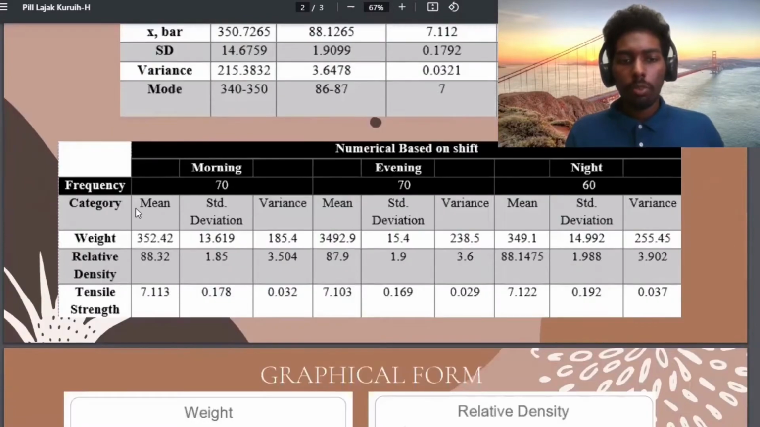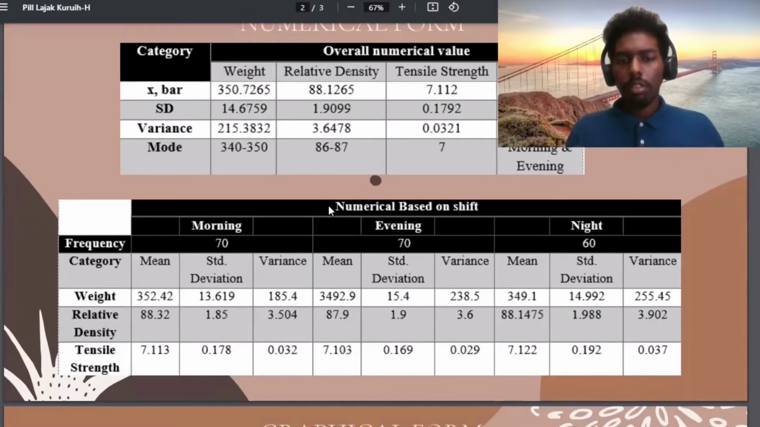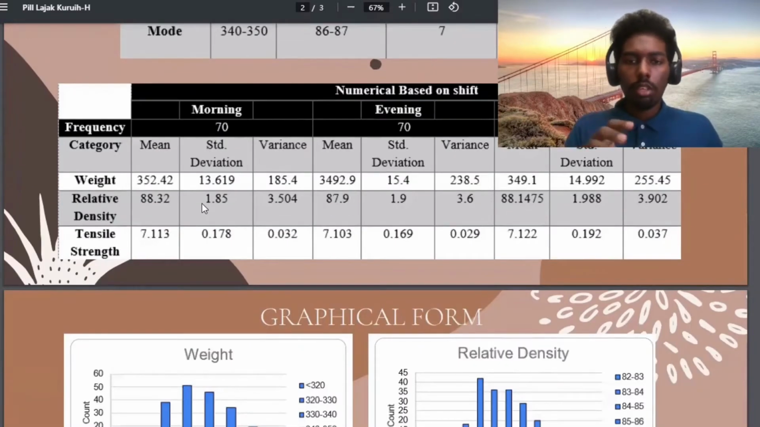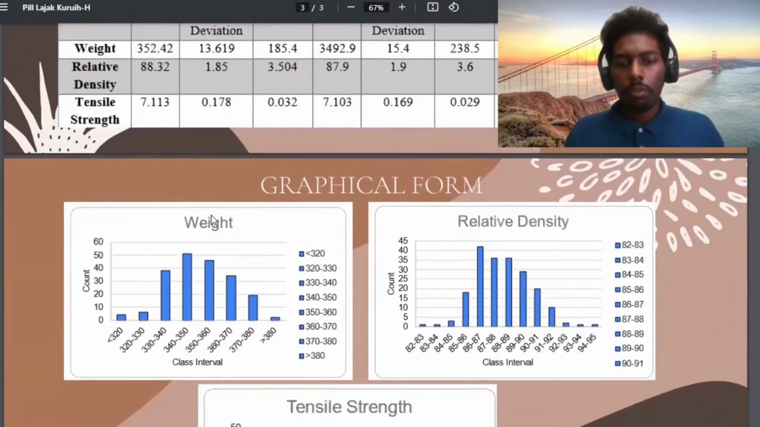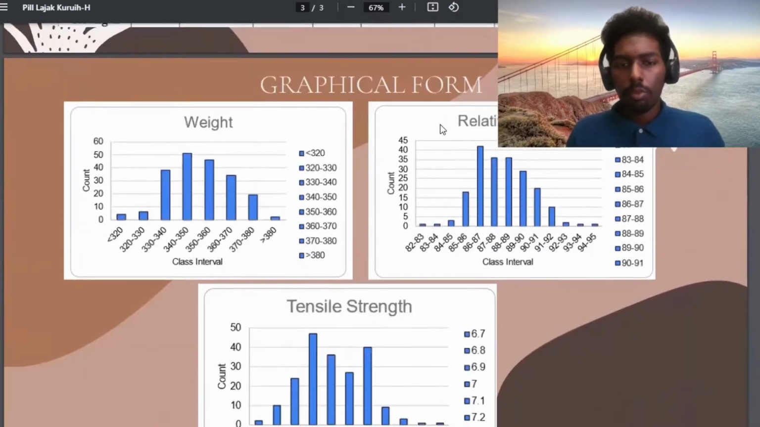Now the second table is pretty much the same as the first table, except it has a row of morning, evening, and night, so it's basically shift based. This gives us a different perspective of the same data. Now finally, we have the graphical form, which is the best top-eye view of the whole data.